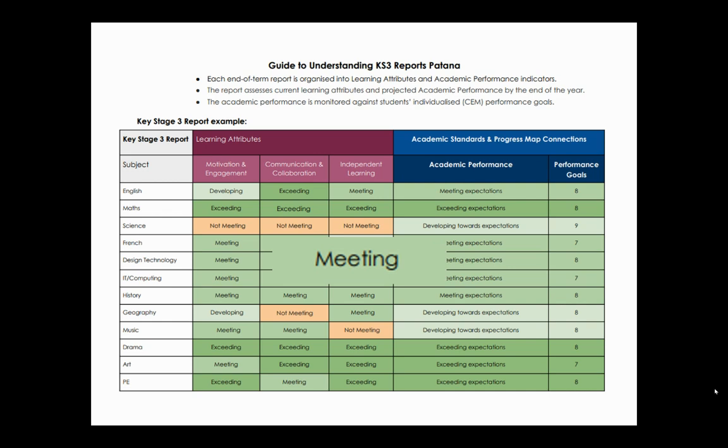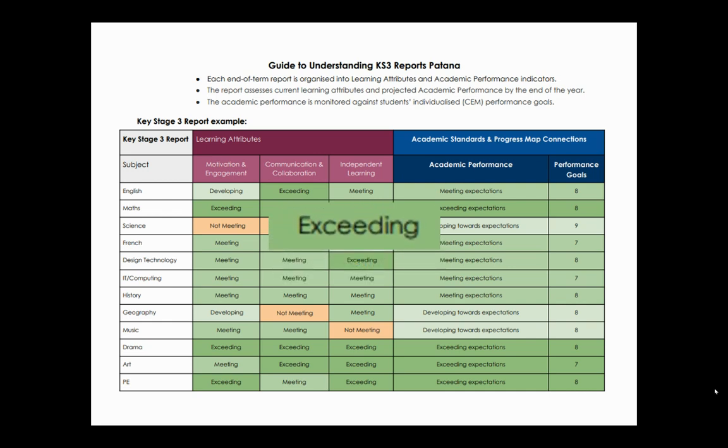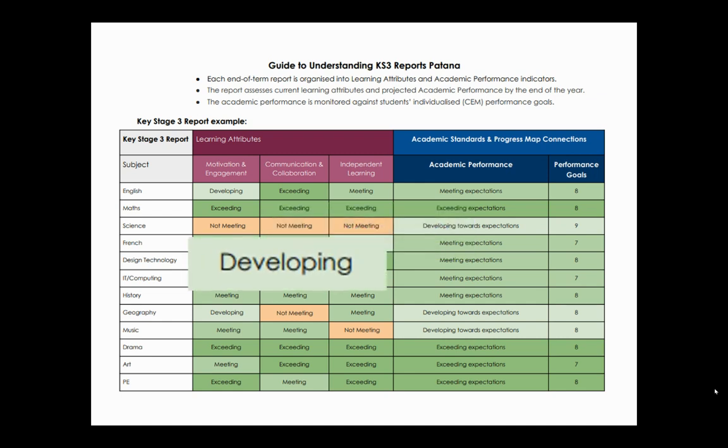If your child is meeting expectation, then it is safe to say that the teacher is very happy with the level of engagement shown. Exceeding. Sometimes, a student may show behaviors that are above or beyond what we would expect for their age. In this case they would be gauged to be exceeding. Developing. On occasion a student might be deemed to be developing.